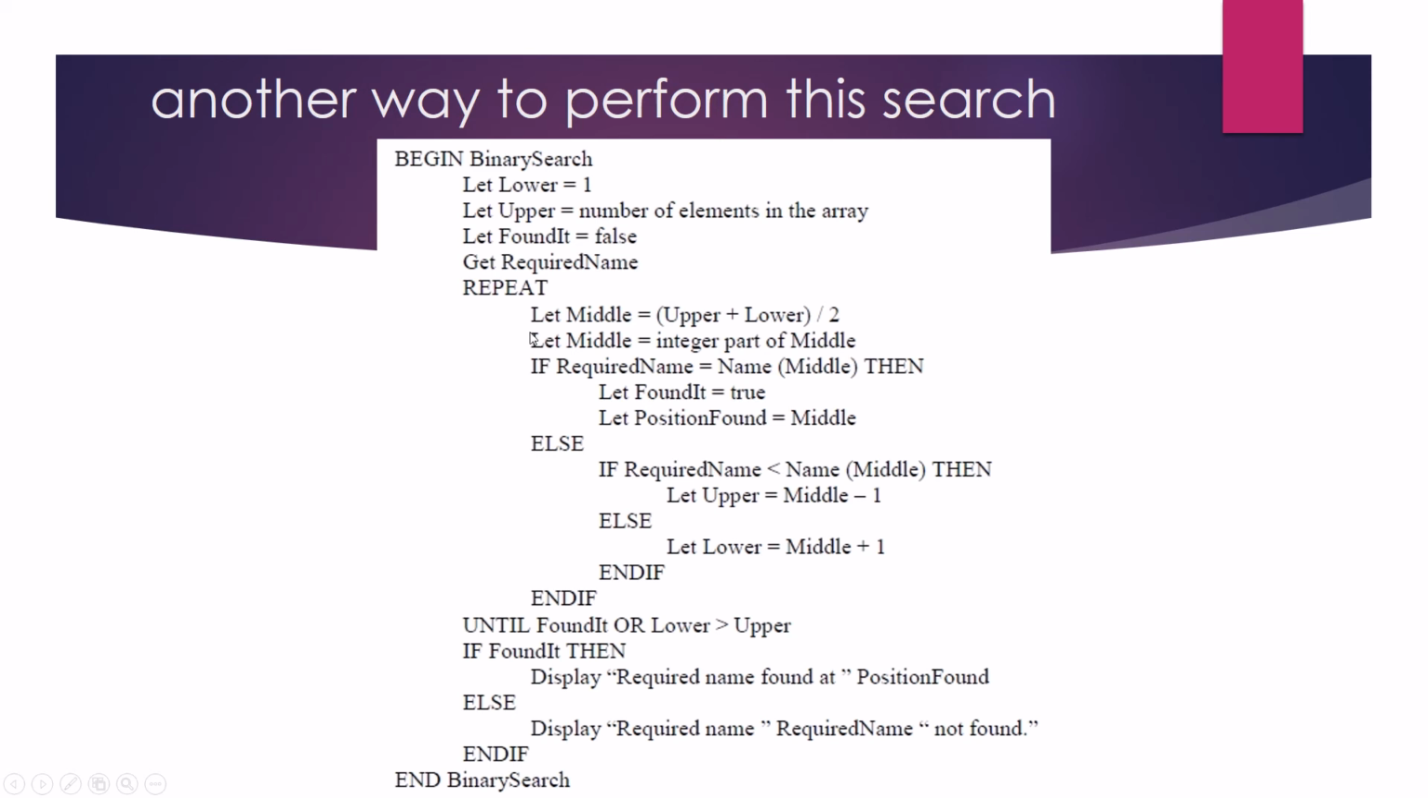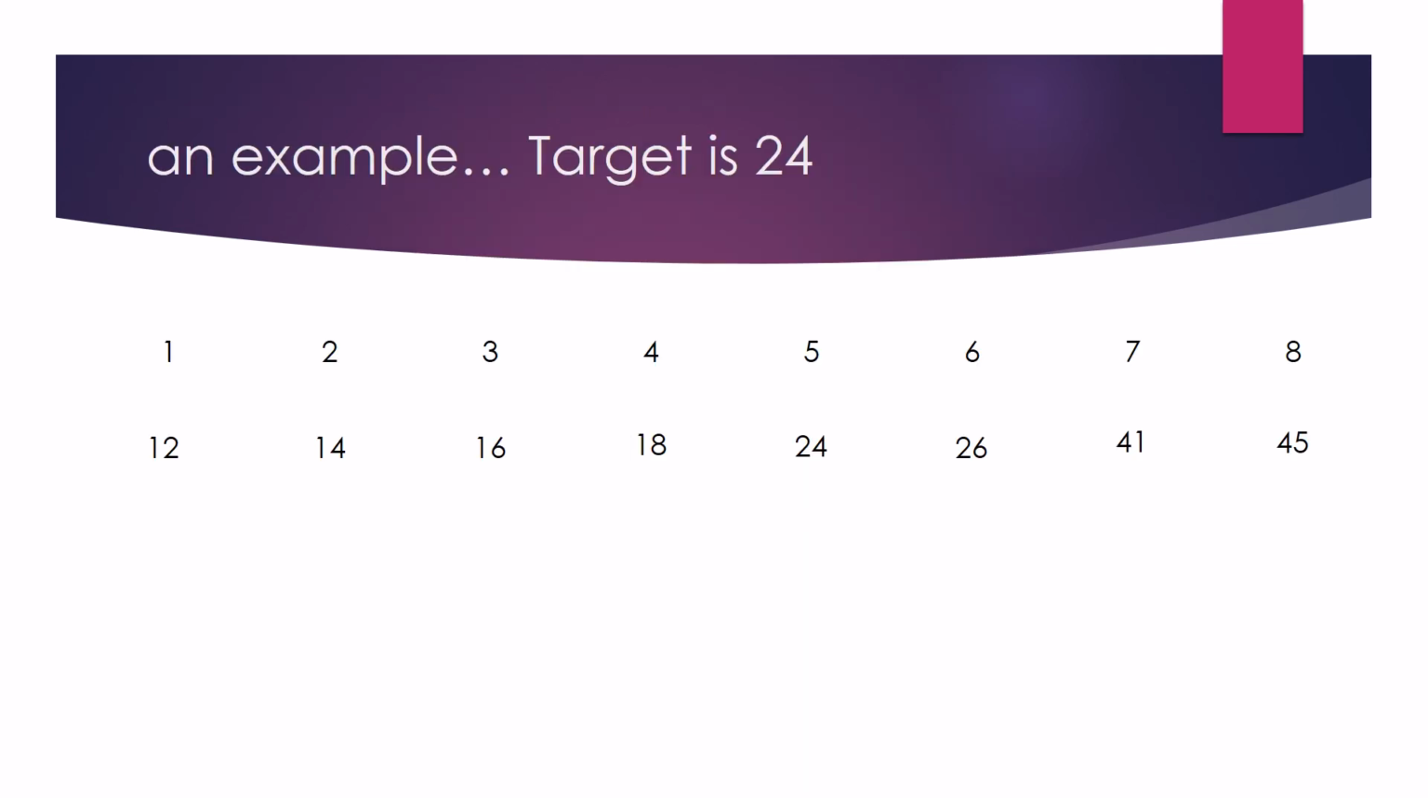So when we look at let middle equal the integer part of upper plus lower over 2, then if required name equals the value at middle, let foundIt equal true. So if we're looking for a value at the index value of middle, if it's true, fantastic. Otherwise, if required name is less than the middle value, let the upper equal 1 lower than middle, otherwise let the lower equal 1 more than the middle, until it's found. Otherwise it will return found or not found.